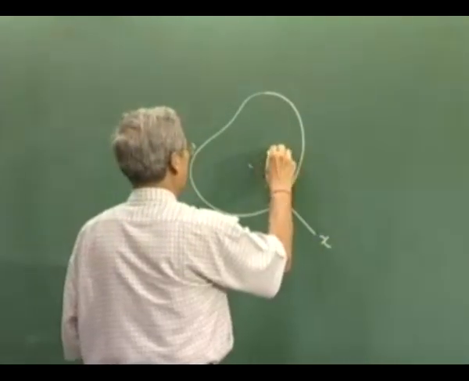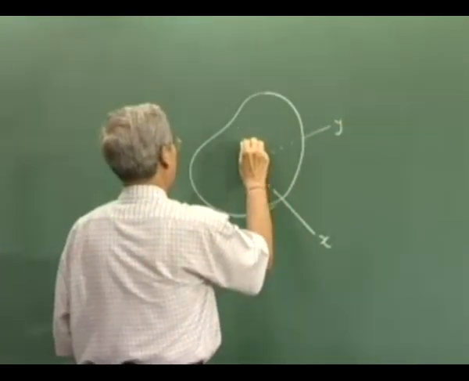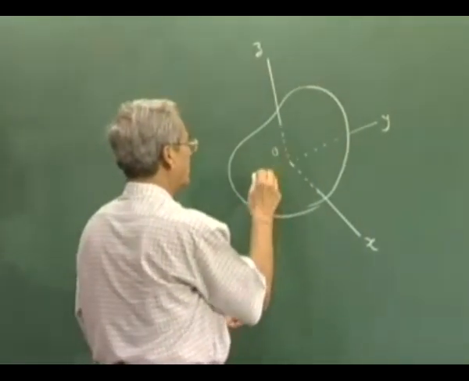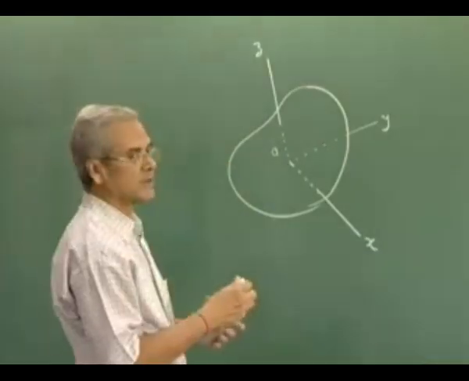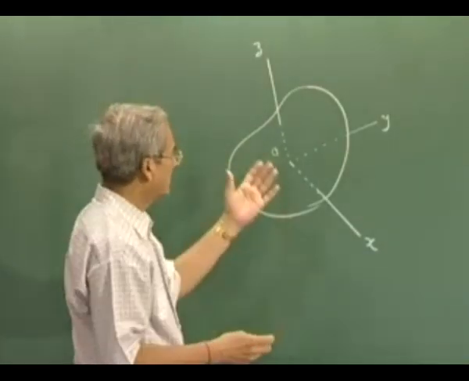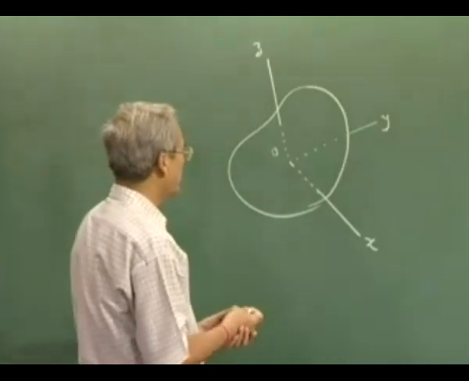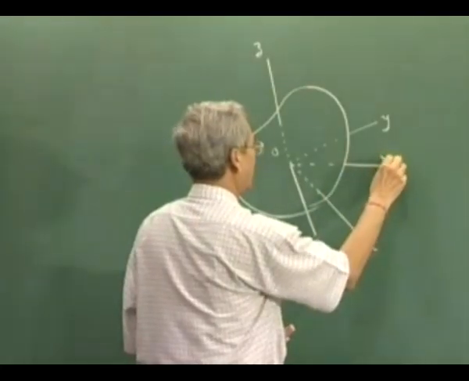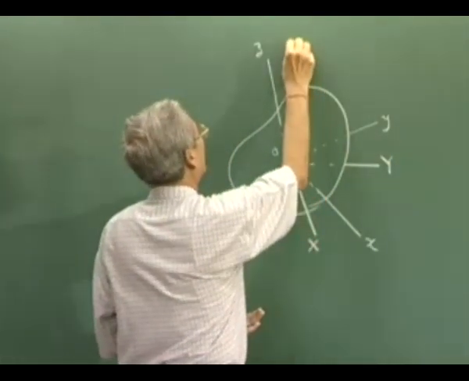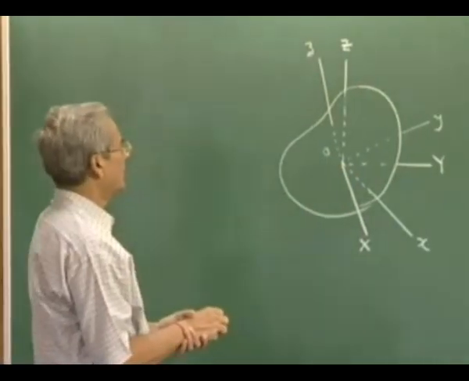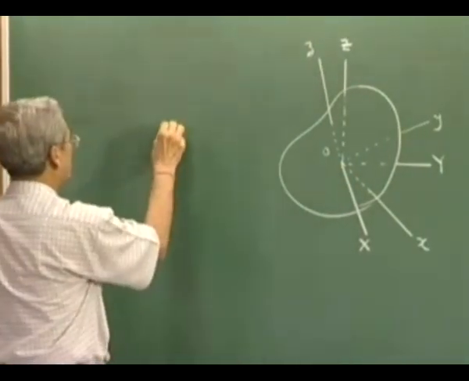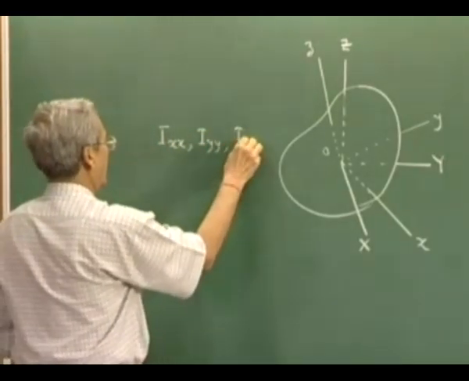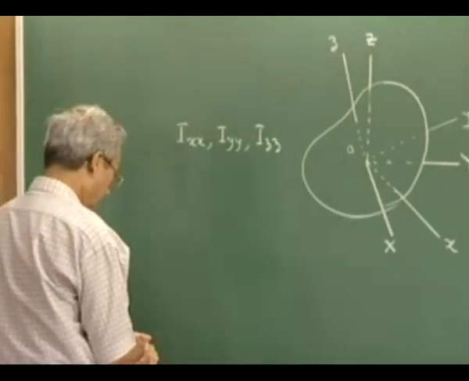if small x, small y, small z be a set of axes along the directions of the principal axes of this rigid body, so that the products of inertia terms are 0 and only the moments of inertia are present, then the moments of inertia in the various directions are Ixx, Iyy, Izz.